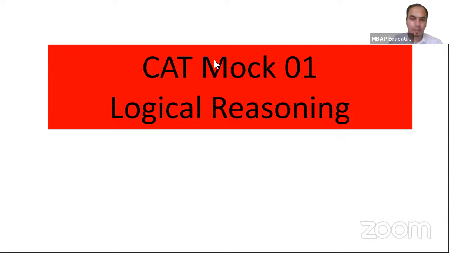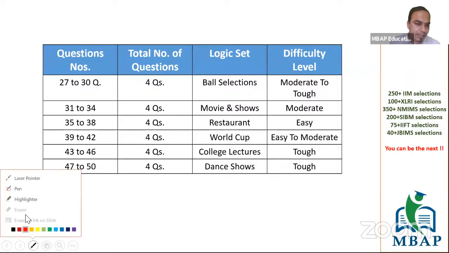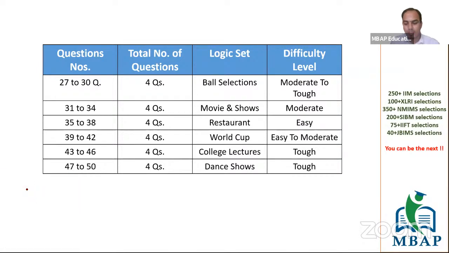Okay, I have this on the screen now. Look at the analysis here, guys. The analysis is very simple and clear. You had six sets overall, and each set had four questions. This was the overall set. Yes, Doshi says it was challenging.